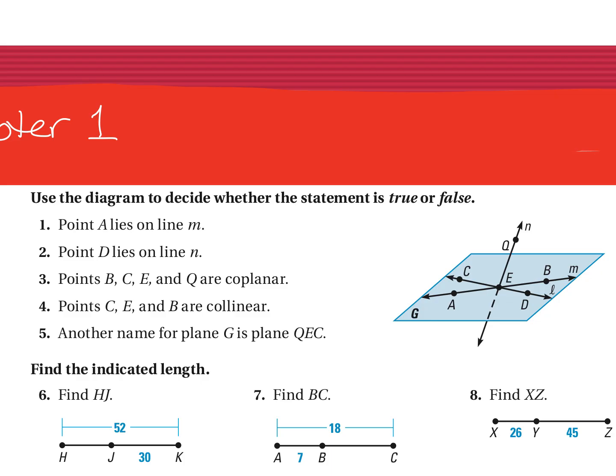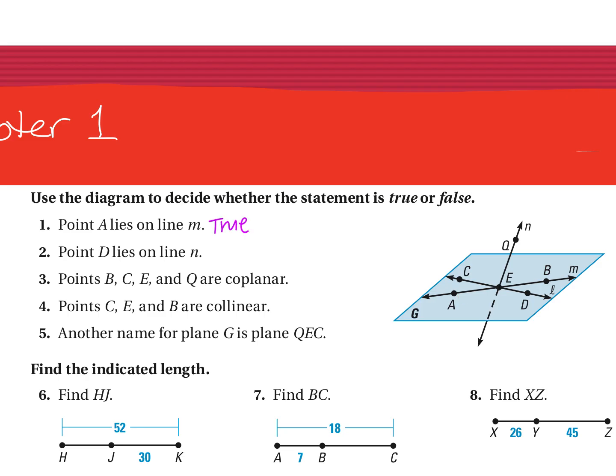So looking at these ones, they should have been more on the easier side, hopefully. We're just kind of seeing what it's asking for. Use the diagram and determine whether the statement is true or false. So point A lies on M. So here's line M. A is on M, so this one is true.